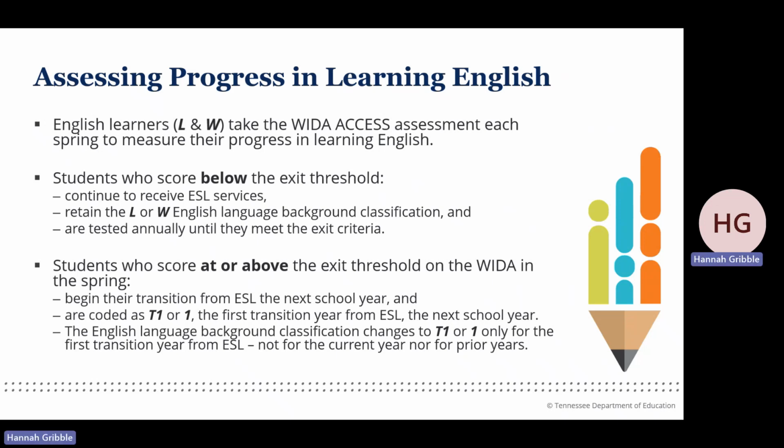Students who score at or above the exit threshold on the WIDA in the spring begin their transition from ESL the next school year and are coded as T1 or 1, the first transition year from ESL, the next school year. The English language background classification changes to T1 or 1 only for the first transition year from ESL, not for the current year nor for prior years.